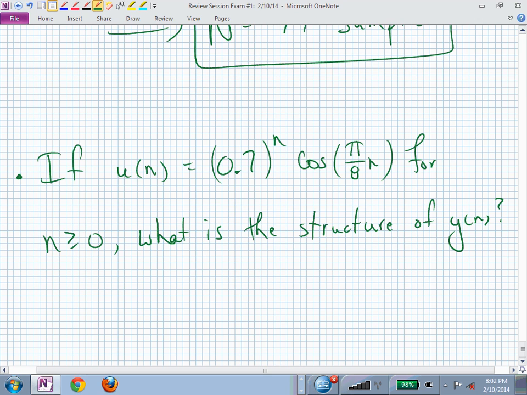Meaning, I could say, what if the input u was nothing? We didn't have an input, and I said, what's the structure of y of n? What would you tell me y of n structure was? You see it? If now you have a non-zero initial condition, but no forcing function. What's the structure of y of n?